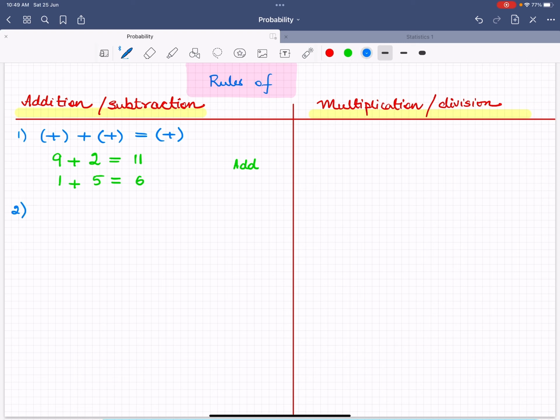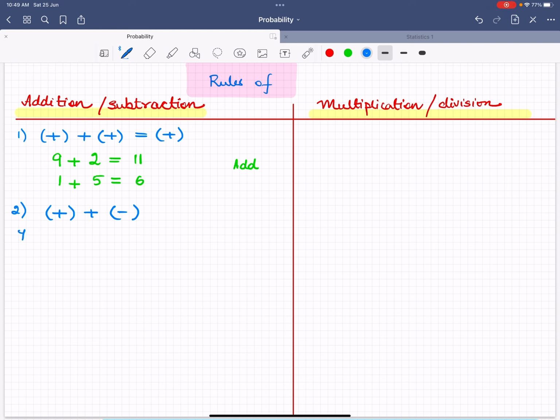So what is the second rule? If we have a positive number and we need to add a negative number to it, what should be done in this case? There's a rule we need to follow here, which I will be writing. It is very important for all students to understand this.